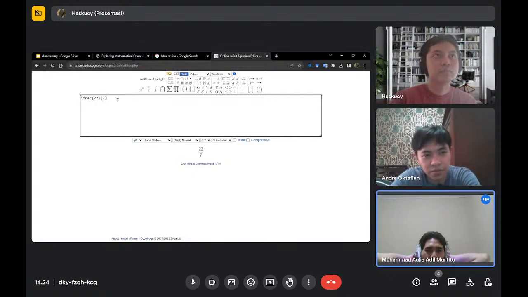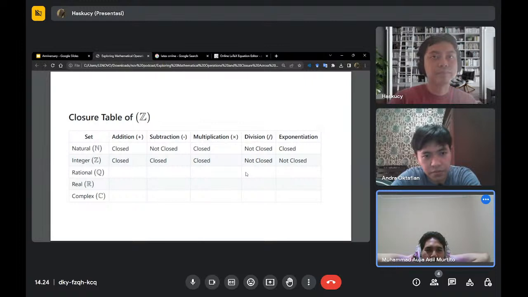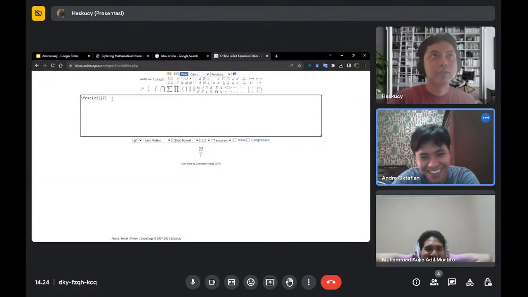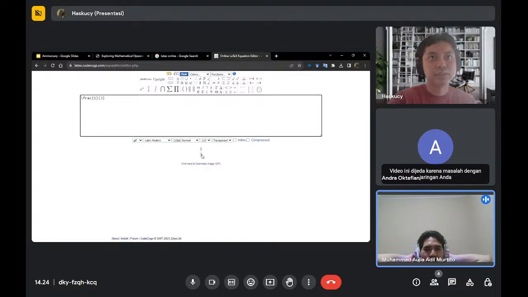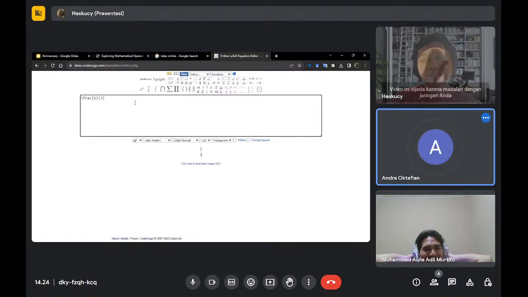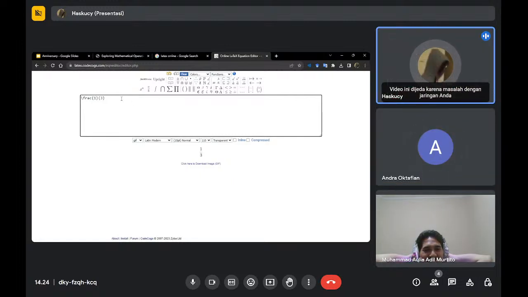It is 1.3333333. What about 1/3, or 4 divided by 3? This is still a rational number, right? Also 0.333 is, because it can be expressed by this structure. So what about irrational ones? This is still a rational number because it can be expressed by this structure.